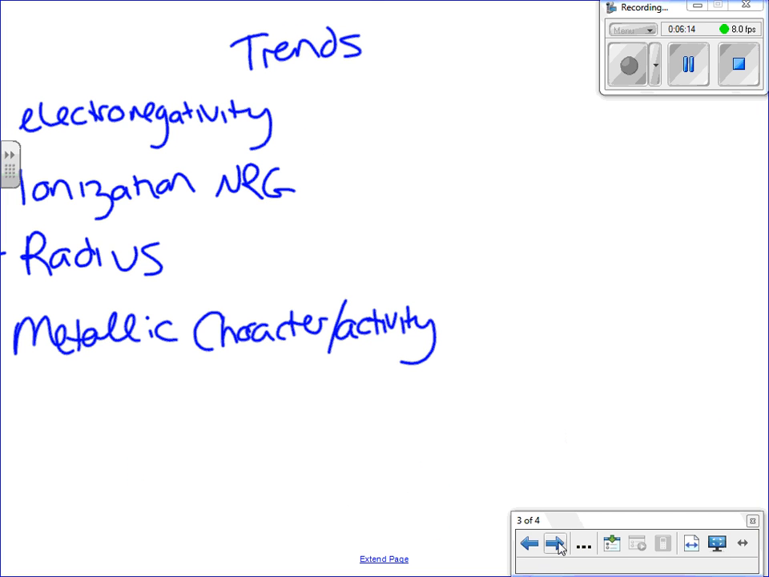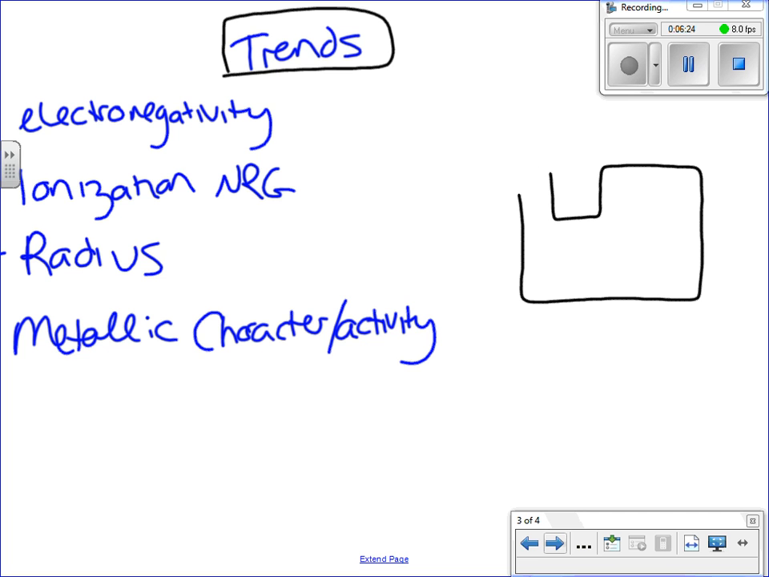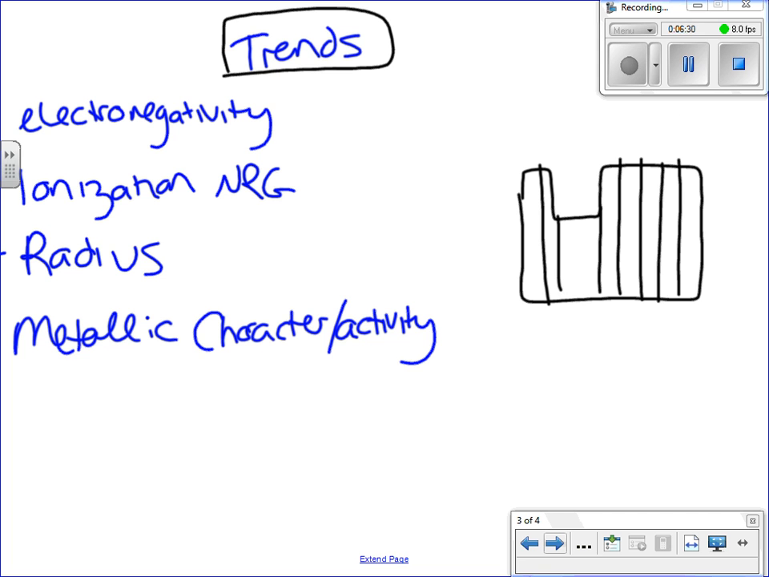Okay. Trends on the periodic table. I could draw another beautiful one. Maybe I will do that over here. Okay. Here is a terrible periodic table, but you get the idea. There's helium and there's hydrogen. Okay. So, beautiful. So, what we have here are different trends.